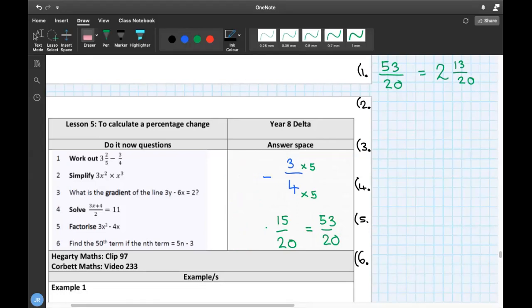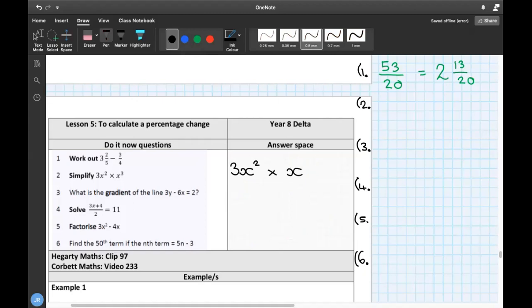Okay, for our next question, we've been asked to simplify. And we've got 3x squared multiplied by x cubed. We've got the same base, x and x. We're multiplying. That means we will need to add our powers. So let's just forget we had this 3 here for a moment. If we just had x squared multiplied by x to the power of 3, x cubed, then it's going to be x to the power of 5, our final answer.